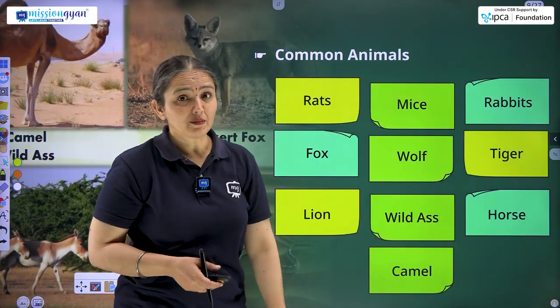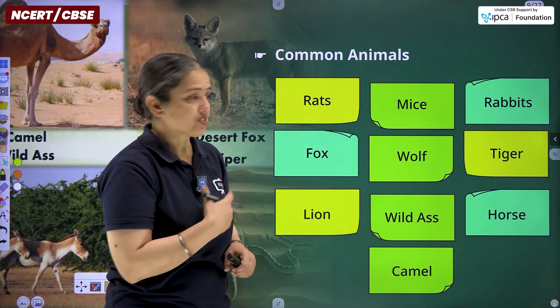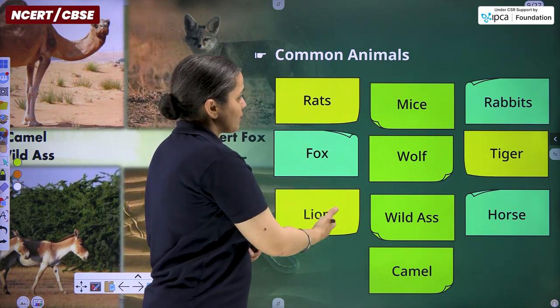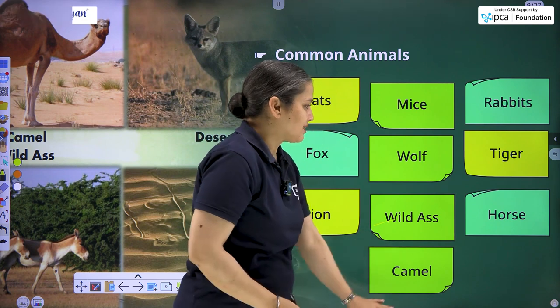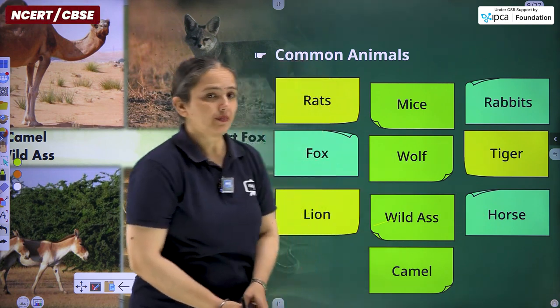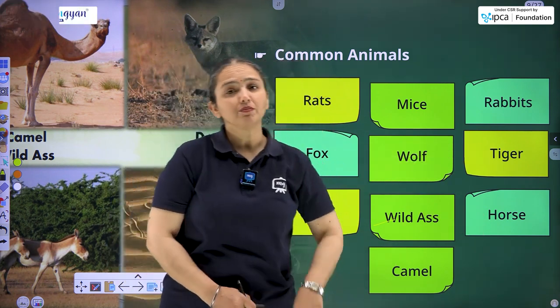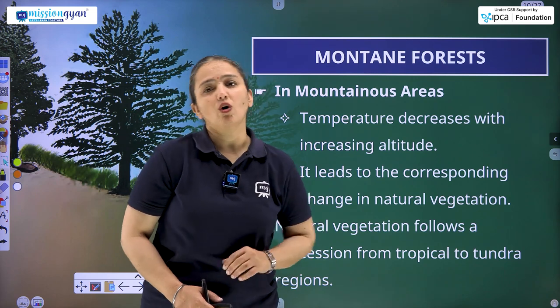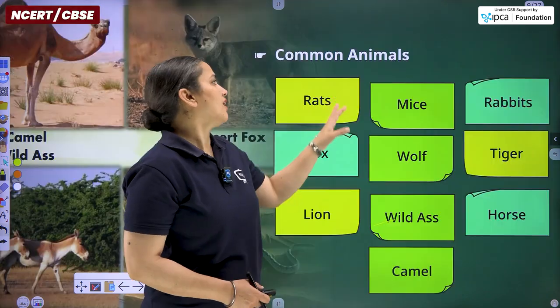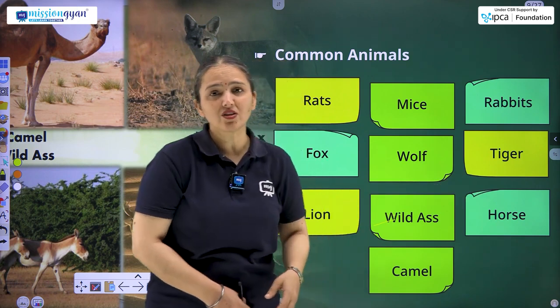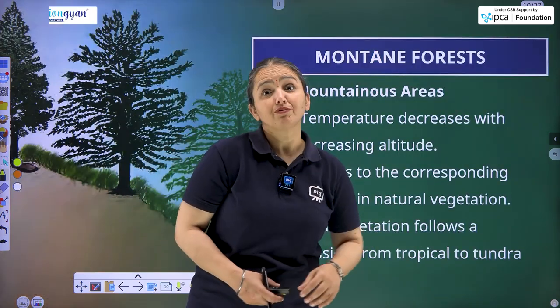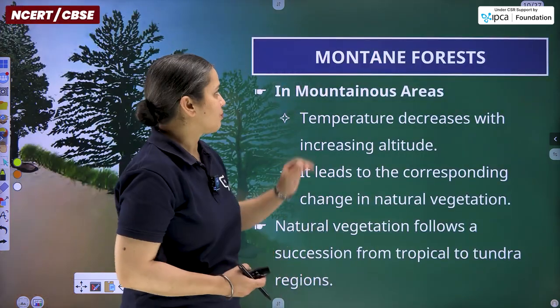Talking about the common animals found in these thorn and scrub forests: rats, fox, lion, mice, wolf. We do have wildlife, camel, horse, tiger and rabbits. Tigers are found but not commonly. Of course, it is to be added in the common animals because it is found in these regions, but not that frequently seen.